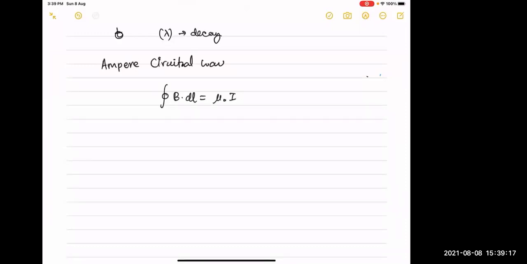Now what is this symbol? This symbol is of integral, and this symbol is of line integral. So what is the meaning of line integral? The meaning of line integral is that you integrate something along a line. For example, line integral is a fancy way of saying this.